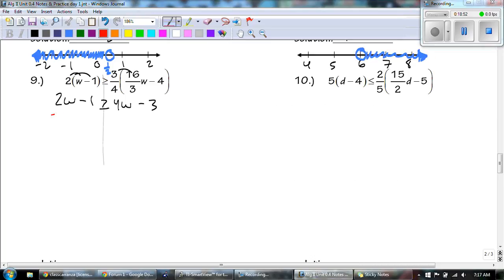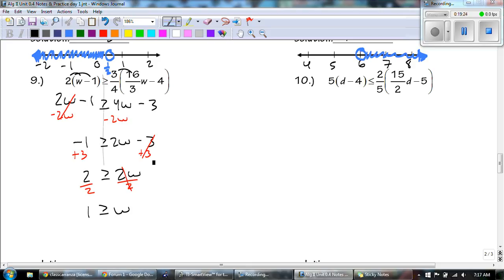All right, so I'm going to move the smaller variable, the minus 2w. Okay, I get negative 1 is greater than or equal to 2w minus 3. I'm going to add 3 to both sides. And then we get negative 1 plus 3 is 2 is greater than or equal to 2w. And I need to get the w by itself. And we get 1. So 1 is greater than or equal to w.